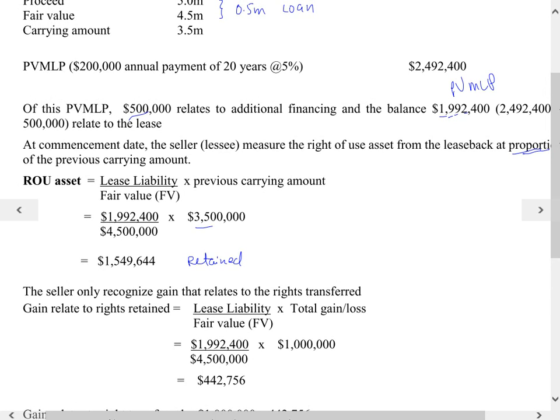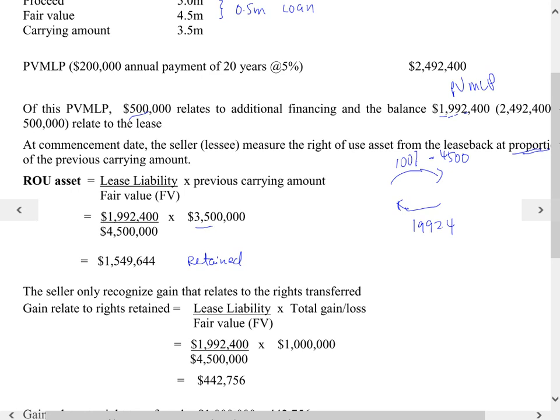Okay, back to the original concept: when I sell 100%, the 100% is 4,500. The fair value, not the sale proceeds. The 500,000 is a loan. We take out the 500,000. The fair value is 4.5 here. When I sell 4.5, I lease back how much? The present value of minimum lease payments is 1992.4. Can you see? So it means I retain 1992.